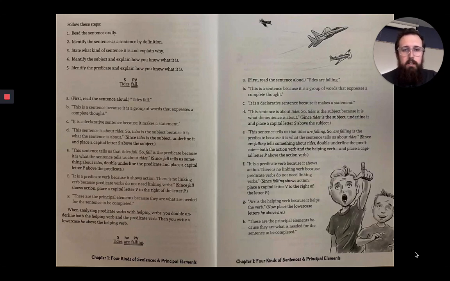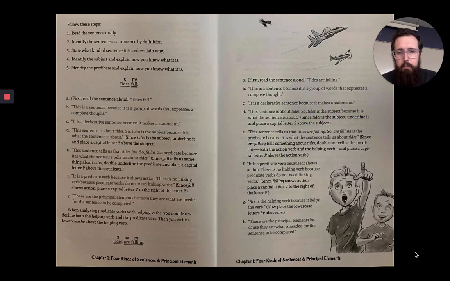Since are falling tells us something about tides, we're going to double underline the predicate, both the action verb and the helping verb, and place a capital P above the action verb, which is falling. It is a predicate verb because it shows action. There's no linking verb because the predicate verb does not need linking verbs. Since falling shows action, place a capital V to the right of the letter P.